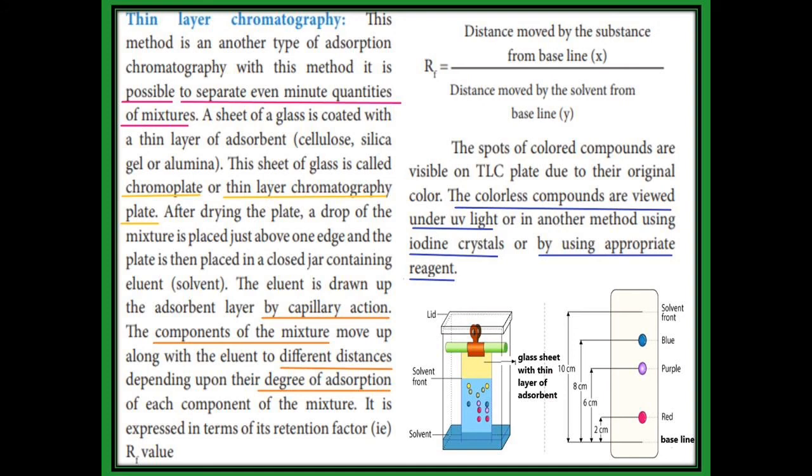So thin layer chromatography is not only used for purification but also to identify the elements that are present in the mixture. And suppose a colorless compound is also present in the mixture, that can be viewed with the help of ultraviolet light, or using iodine crystals, or by using any other suitable reagent.